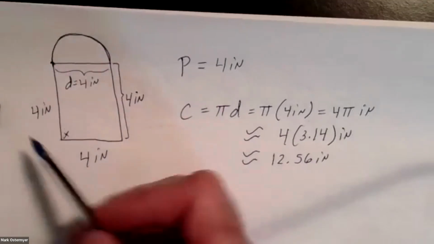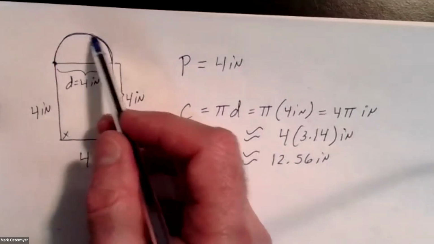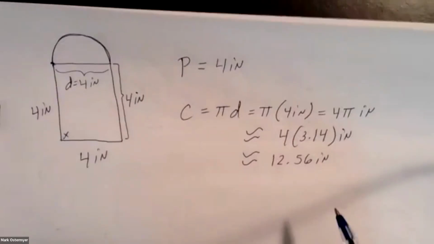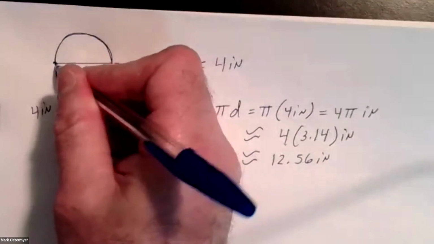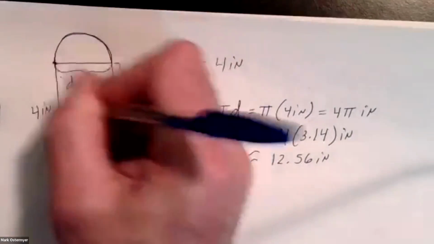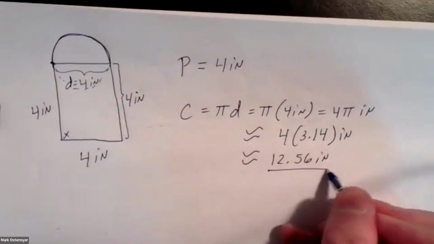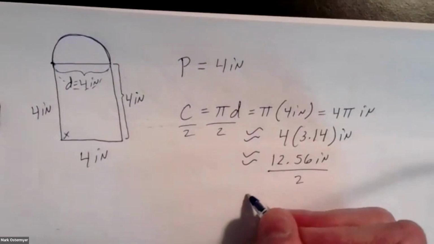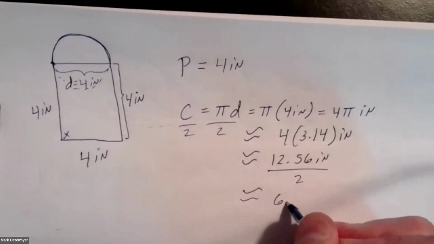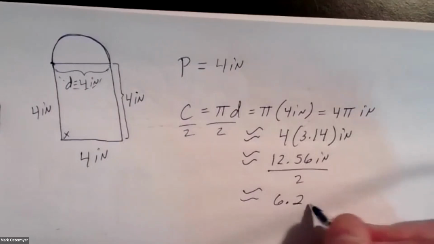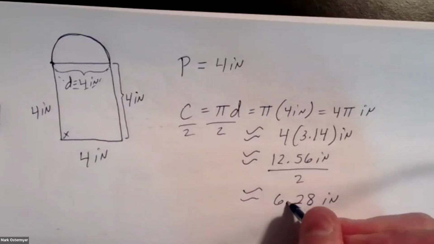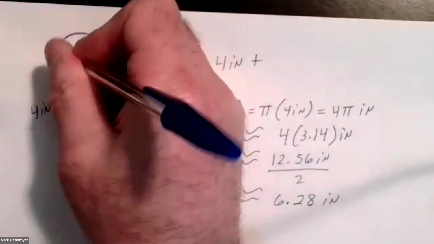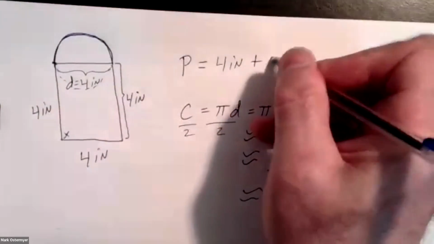All right, so anyways, walking here to here is 4 inches, and the semicircle circumference would be half the circumference of an entire circle. If you were to continue this around, you'd have an entire circle. So we got to divide this by 2. So that would be about 6.28 inches. So this distance around here is about 6.28 inches.